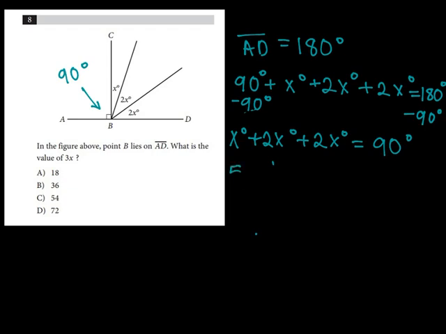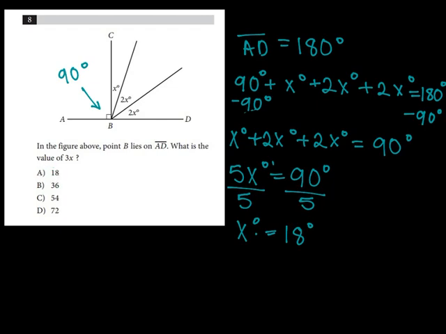So x plus 2x plus 2x would just be 5x degrees. 5x degrees equals 90 degrees. So now to get x by itself, we're going to have to divide both sides by 5. So 90 divided by 5 would equal 18. So we have x degrees equals 18 degrees.